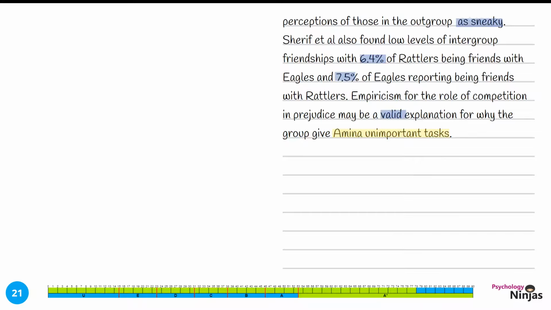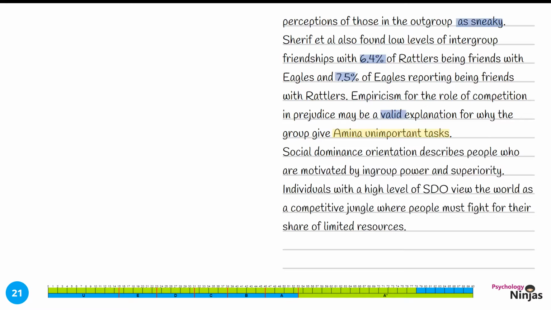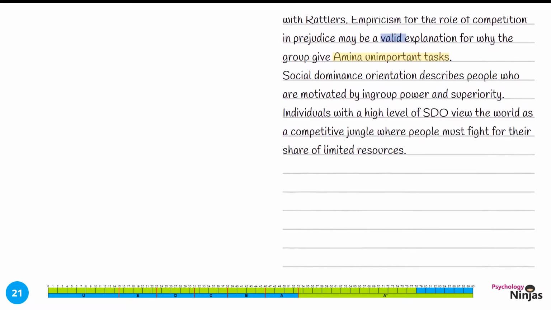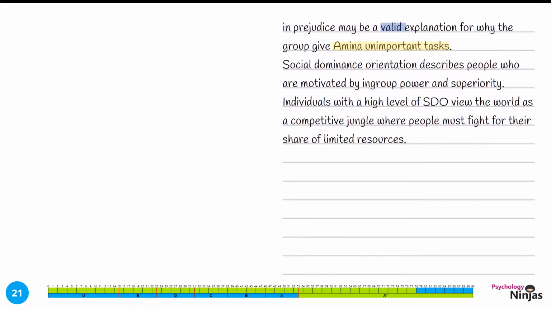We're then going to give another social psychology explanation. Social dominance orientation describes people who are motivated by in-group power and superiority. Individuals with a high level of social dominance orientation view the world as a competitive jungle where people must fight for their share of limited resources.